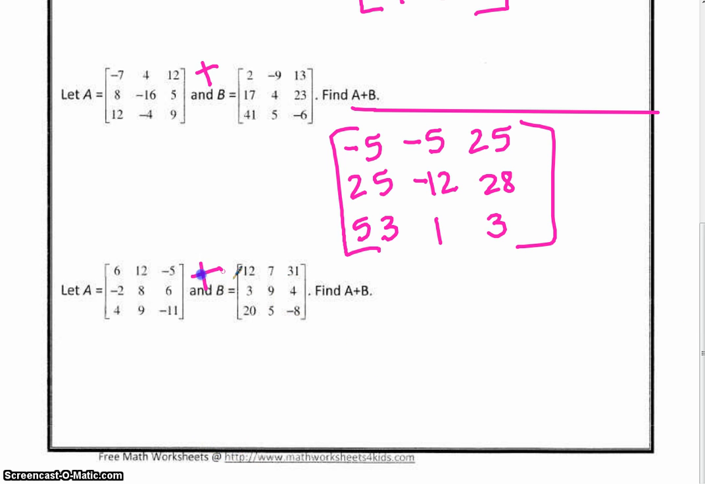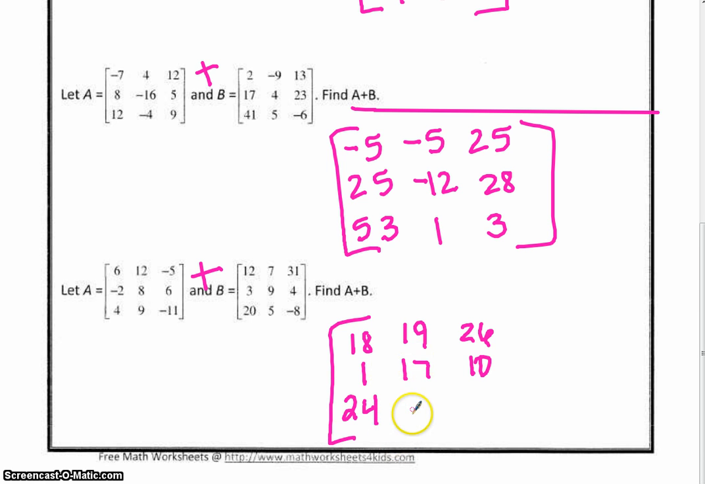They want us to add. So 6 plus 12 is 18. 12 plus 7 is 19. -5 plus 31 is 26. -2 plus 3 is 1. 8 plus 9 is 17. 6 plus 4 is 10. 4 plus 20 is 24. 9 plus 5 is 14. And -11 plus -8 is -19.